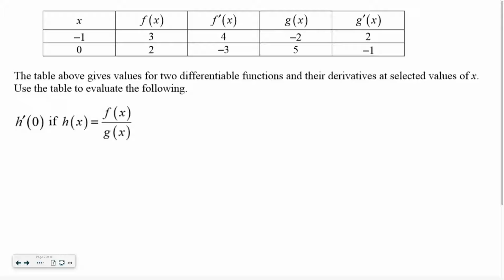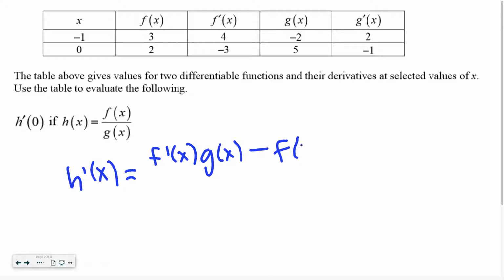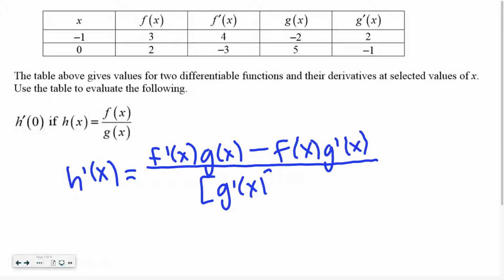The quotient rule. So all we have to do is use our quotient rule. f prime of x times g of x minus f of x times g prime of x, all over g of x squared. Not prime, not prime. I got excited. I said prime too many times about 5 minutes ago. Now it's stuck in my head. But how do you know which one you use? Okay, so we're going to get there.